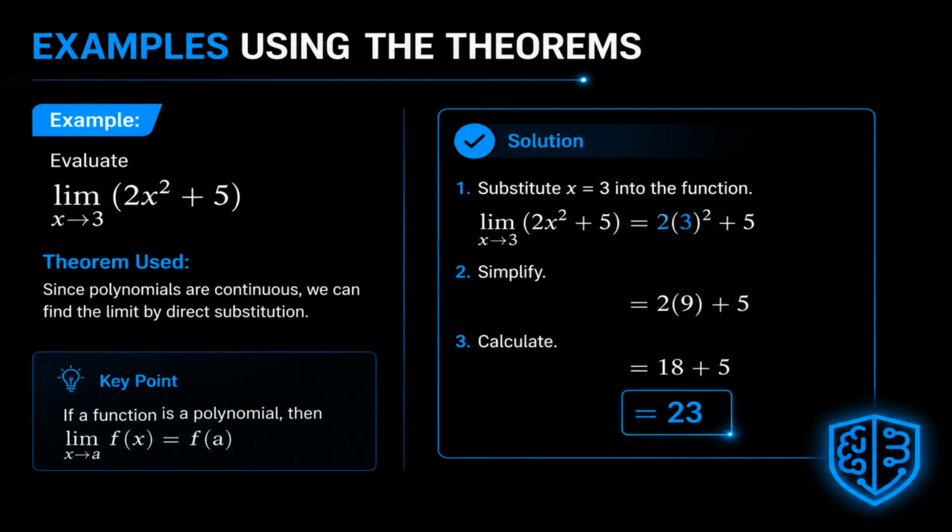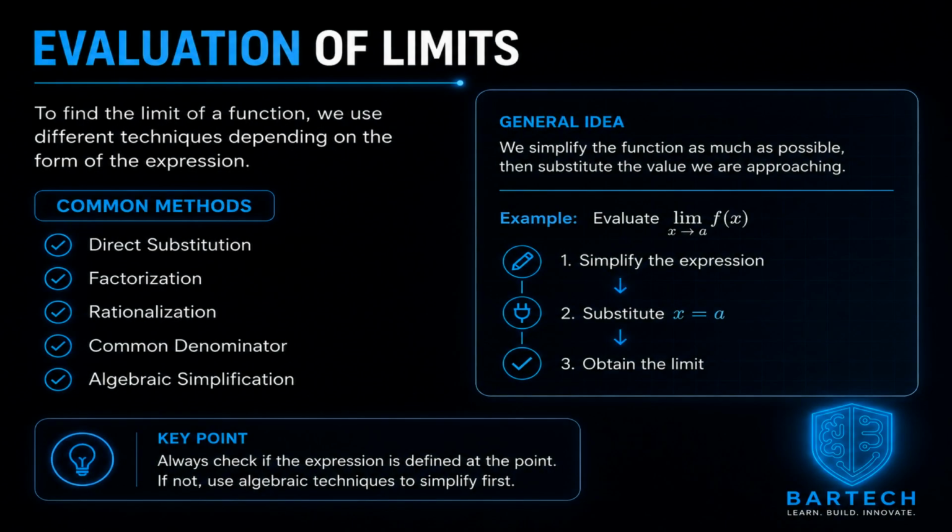Using these theorems, evaluating limits becomes straightforward. For a polynomial like 2x squared plus 5, we can use the direct substitution property to find that the limit as x approaches 3 is 23. When direct substitution doesn't work, we turn to other methods. Techniques like factorization, rationalization, and simplification are essential tools for handling indeterminate forms.